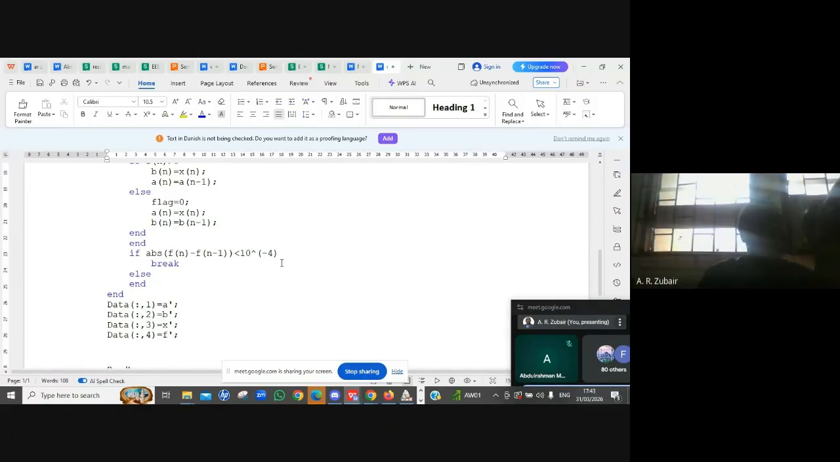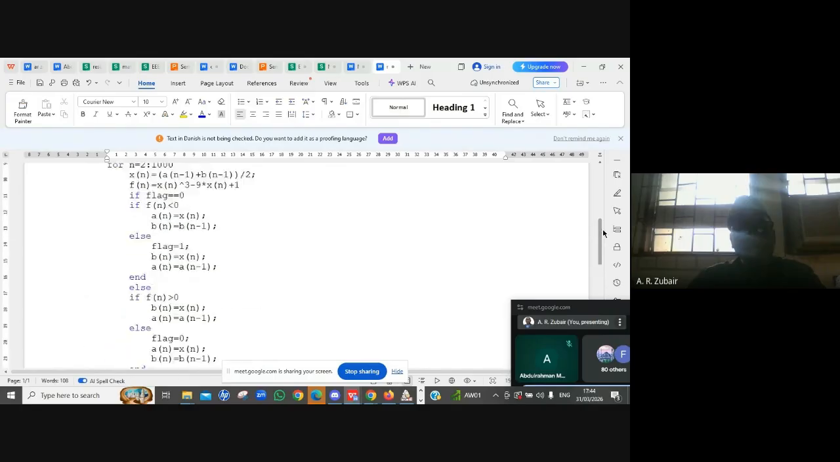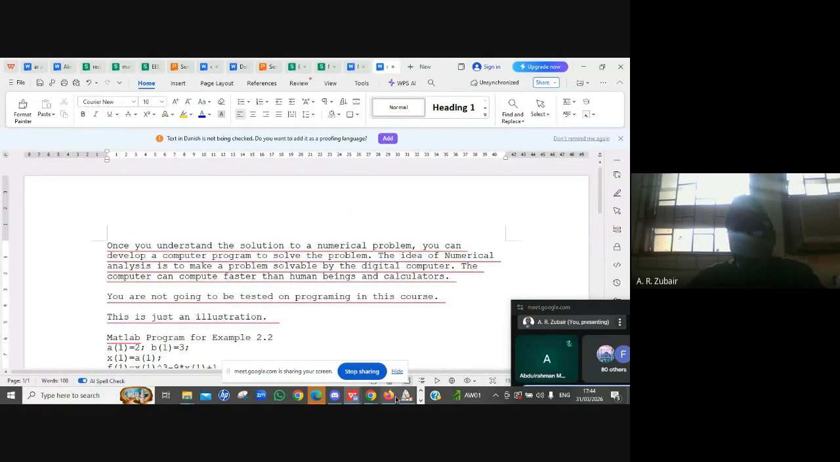But to get it more accurately, you can reduce that 10 raised to power minus 4. When I generated the first one with 19 attempts, I used 10 raised to power minus 4. For the second one, I used 10 raised to power minus 15. That means more work to be done and more accuracy to be achieved. So this is example 2.1.